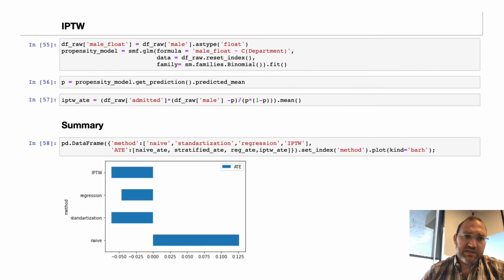Last but not least, this is the IPTW approach, where we first model the probability of being a male given the confounder. The action is being male or female, and we model this propensity model. Now we can have the prediction, meaning the probability for each individual to be a male or female given the department, and use this probability to find the effect by multiplying the outcome with the equation I've shown in the theory part, which weights the different samples by the inverse of the propensity. And once we do that, we come up with an effect which is almost the same, about 0.4.